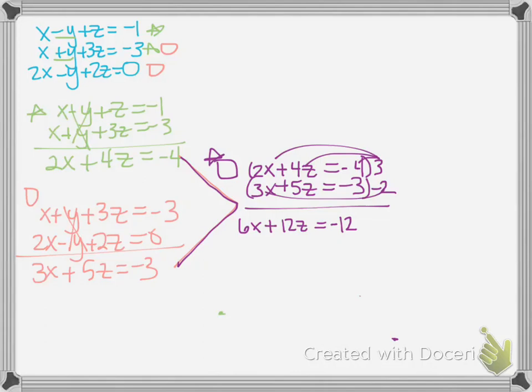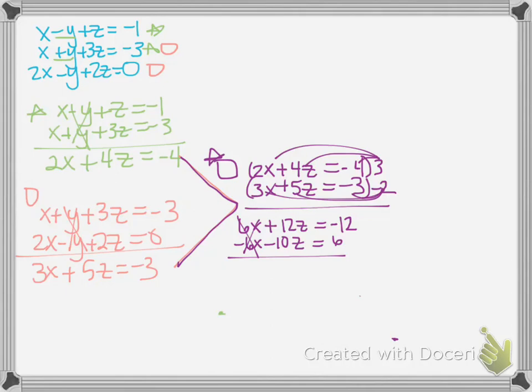Negative 2 times 3x is negative 6x. Negative 2 times 5 is negative 10z. Negative 2 times negative 6 is 6. I add going down because we're doing elimination again. So you do elimination 3 different times.